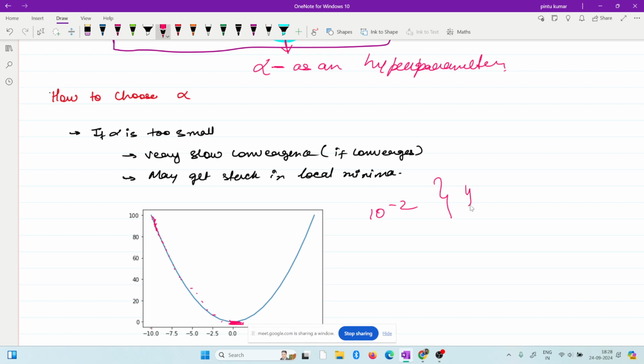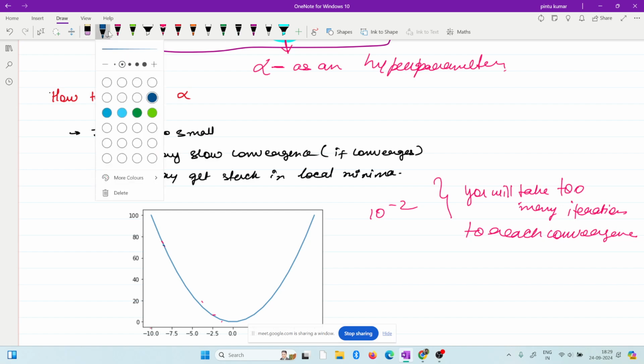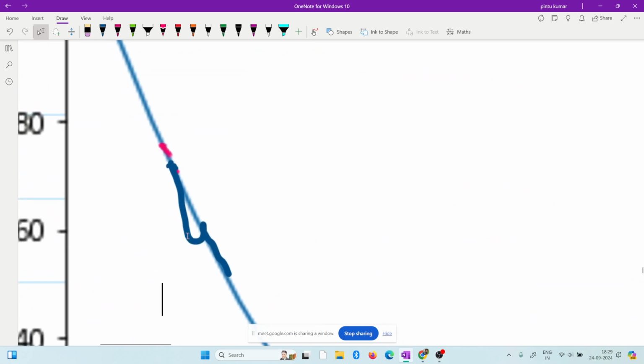You will take too many iterations to reach convergence. Another disadvantage of taking a smaller alpha is, in real life you don't get such clean, smooth functions. Your function can have a small deviation. At this point, let's say your function took this kind of path. If you look at this small region, I'll try to zoom in. There is a local minima that is forming over here.